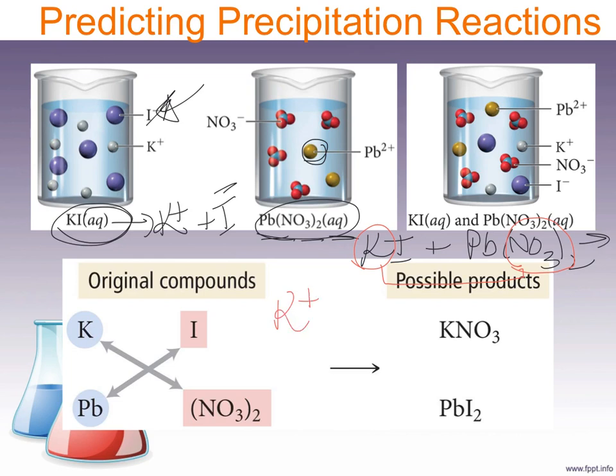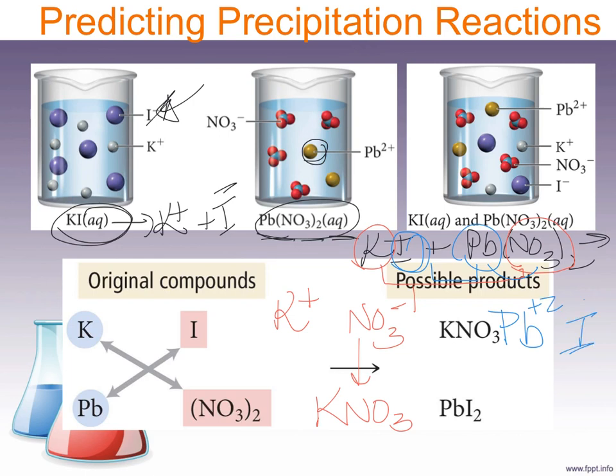Potassium has a charge of +1, nitrate is a polyatomic ion with a charge of -1, so the formula for potassium nitrate is KNO3. Then you combine the other ions, making sure to put the metal first. Lead, in this case, has a charge of +2, and you combine it with iodine, which has a charge of -1. Crisscross, and the formula for lead iodide is PbI2.